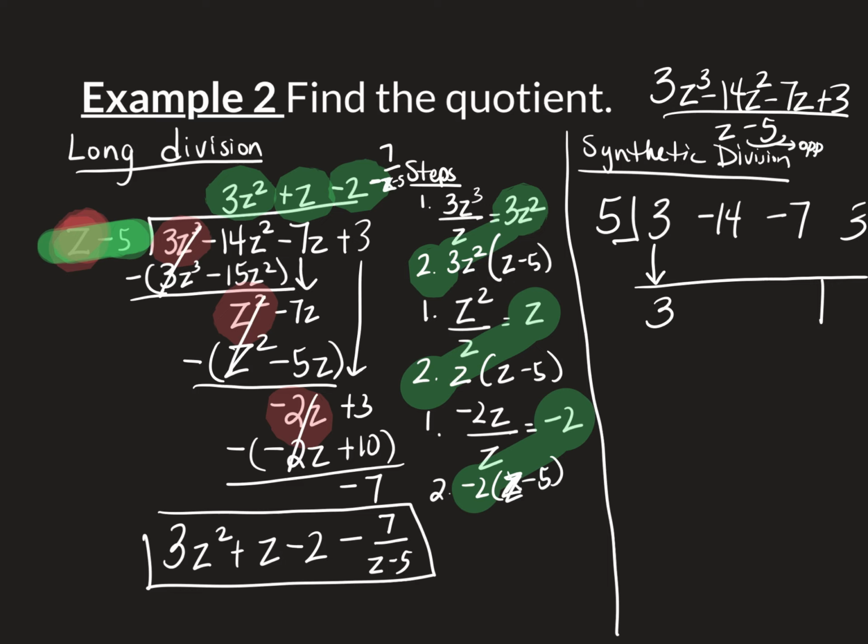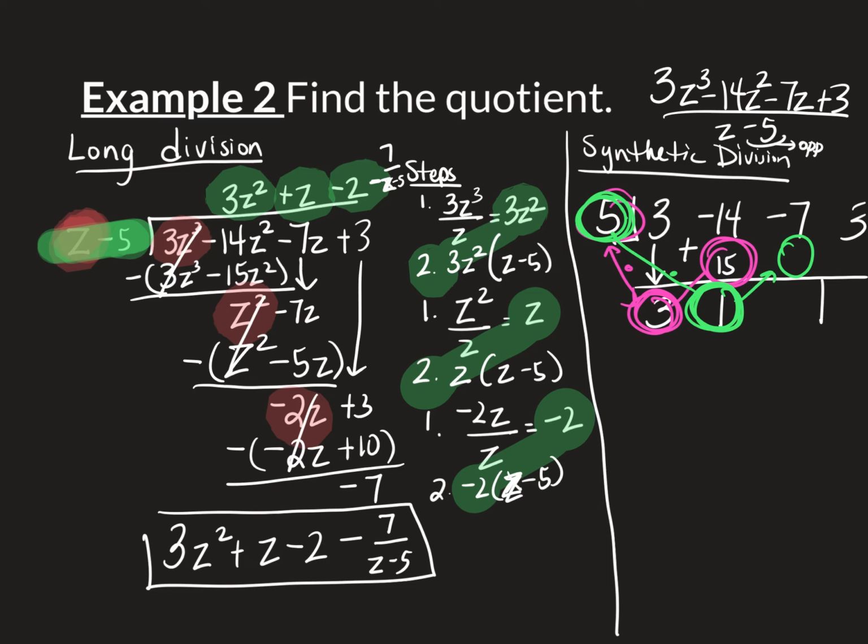Then you multiply. You multiply 3 times 5, and you put that answer here. 3 times 5 is 15. Then you add these two together. Negative 14 plus 15 is positive 1. Then you multiply this answer we just got by the divisor number. So 1 times 5, and you put that answer here.